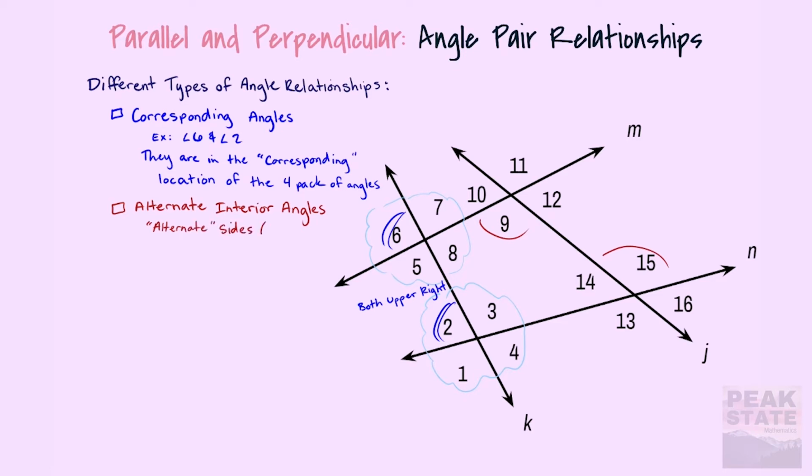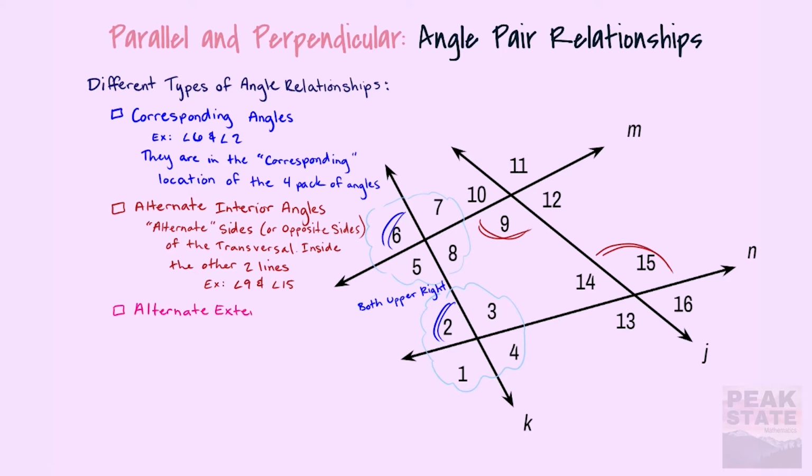The next ones we look at are alternate interior angles, and alternate meaning like the opposite side of your transversal. A transversal is a line that cuts through 2 other lines. For example, here with our 9 and 15, J would be the transversal that connects 9 and 15 between the lines M and N. So alternate interior, they're on opposite sides of the transversal. Interior, they're in between the 2 lines that are being cut.